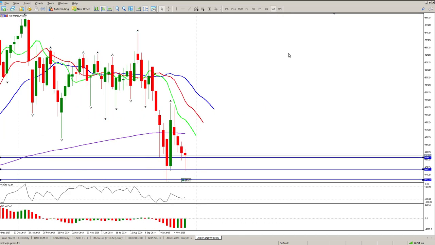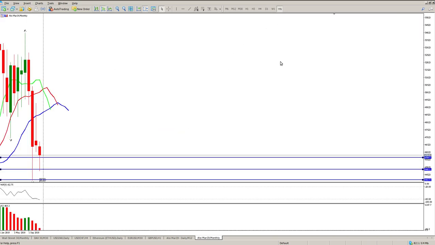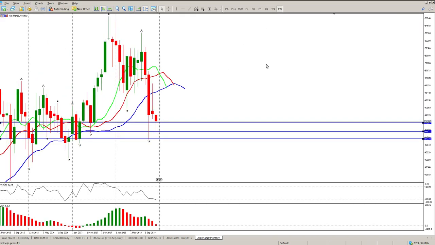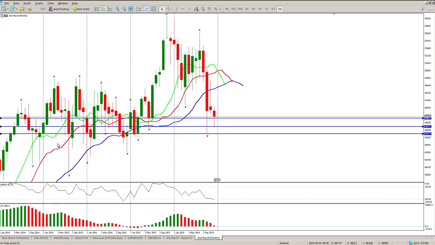If we just come down to the weekly, you'll see we have a bit of a pin bar forming on the weekly. We did have this divergence here as well between this low and this low, but for me the trend is still down. It doesn't matter what time frame you look at, trend is still very much to the downside. The only difference is that we are finding support inside this congestion area here.